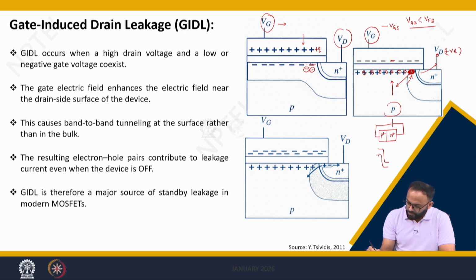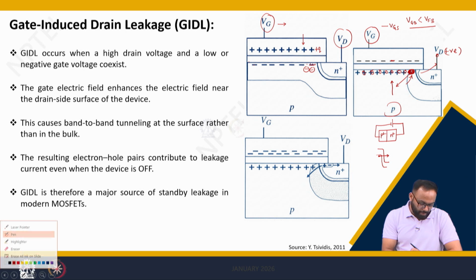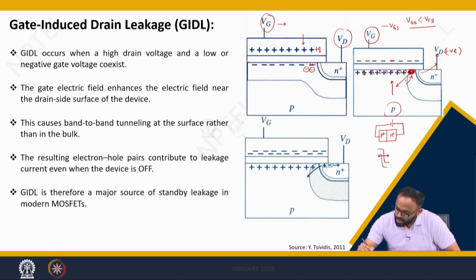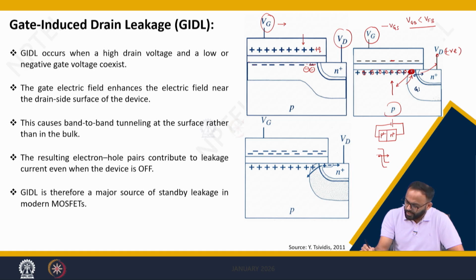So, the electron will tunnel from the filled valence band of P to the empty conduction band of the N, and hence band to band tunneling takes place here. The hole will come here and the electron will tunnel to this side. This tunneling of electrons causes a current that is called gate induced. So, the hole will come here and the electron will go there due to tunneling.